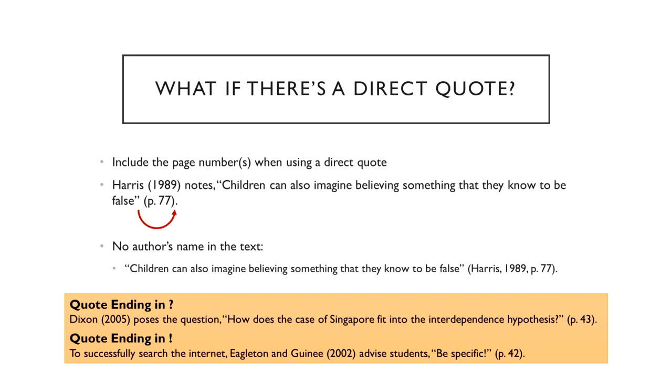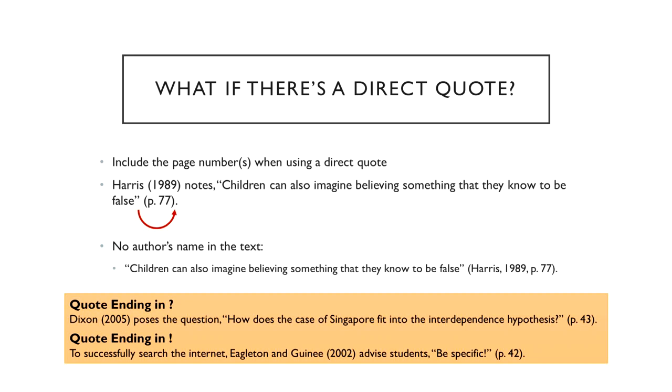(p. 77). The page number goes outside of the quotation because Harris did not actually say page 77 in his quote. Page 77 is not something he said. So that goes outside of the quotation mark. But you'll notice the period goes after the parentheses, after the page number. Note my little red arrow there showing you where the period goes. It doesn't go inside the quotation, it goes outside.